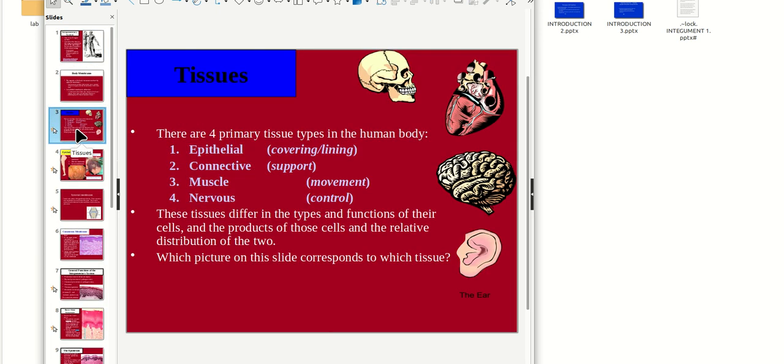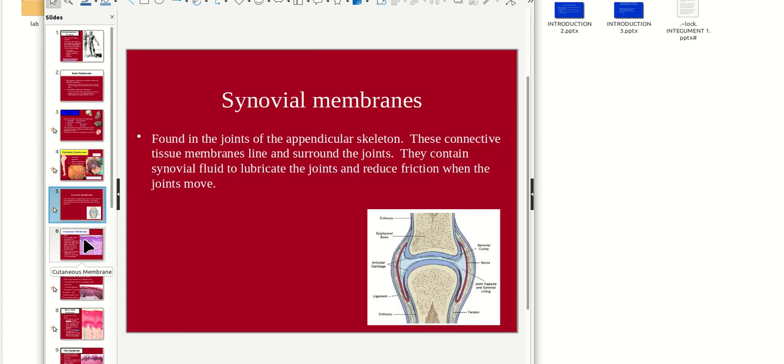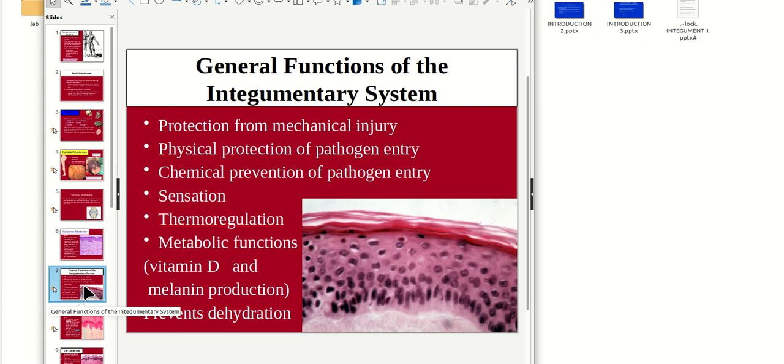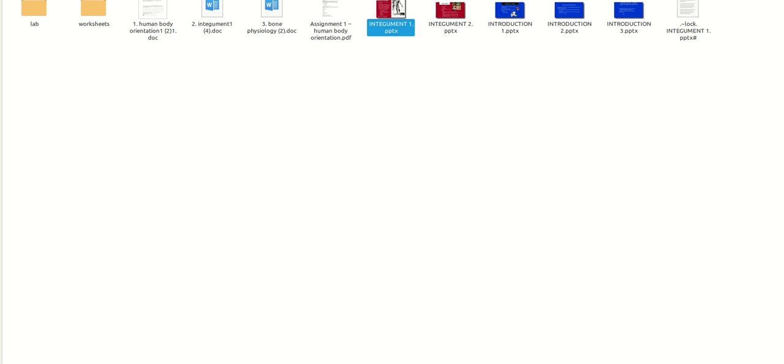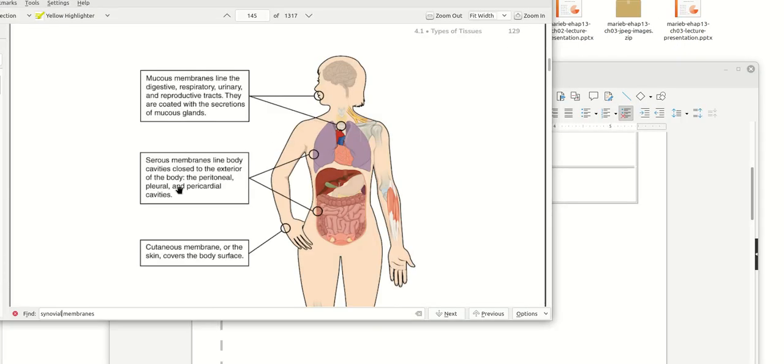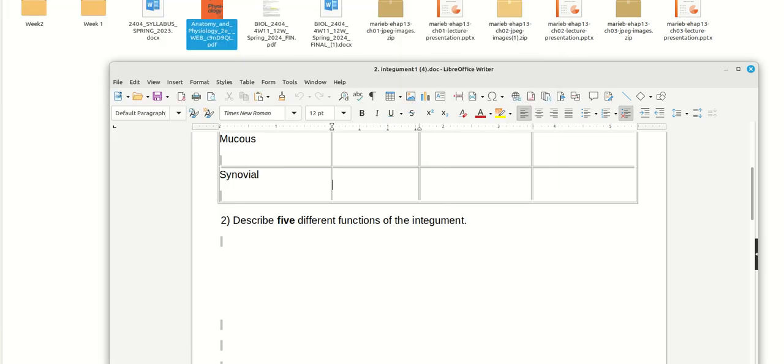Body membranes. They talk about these in the PowerPoints, but here are the general functions. So thermoregulation, production of vitamin D, chemical pathogen entry, sensation. All of these are the ones you're looking for there. So that's a case. One I'm showing you is one case it was easier to go and find it in the book, and the other case it was easier to go and find this answer in the PowerPoints.